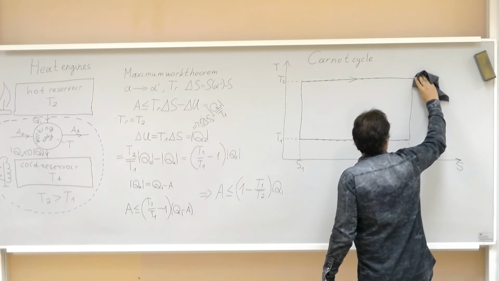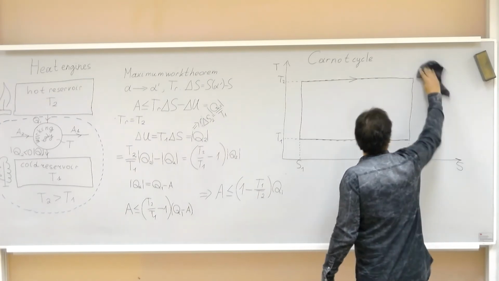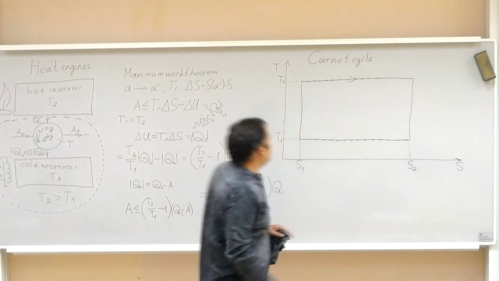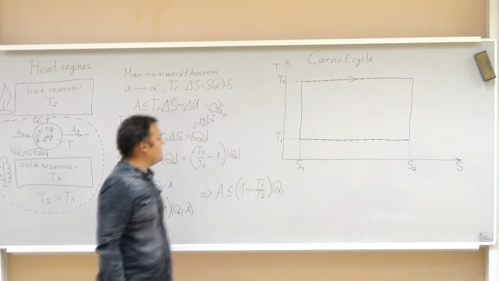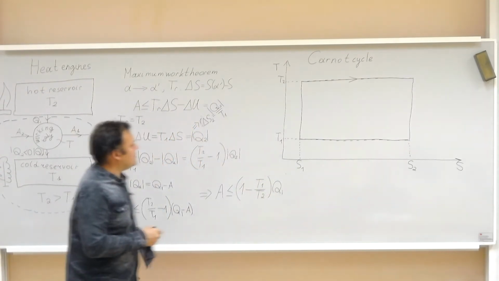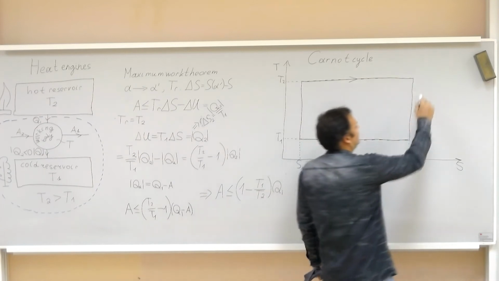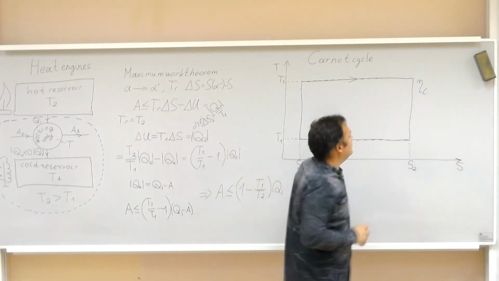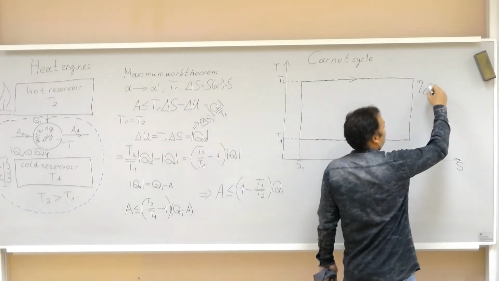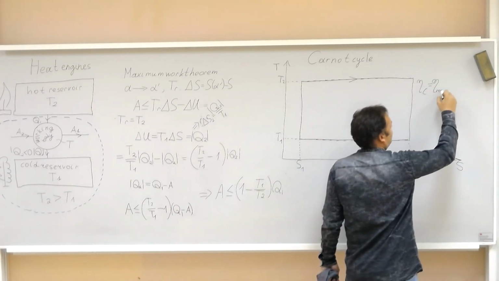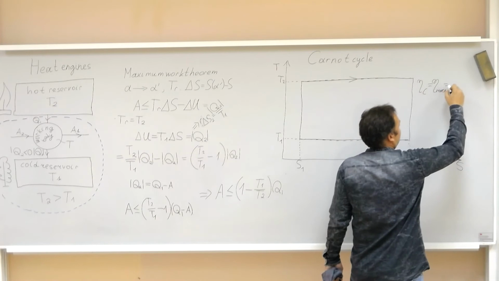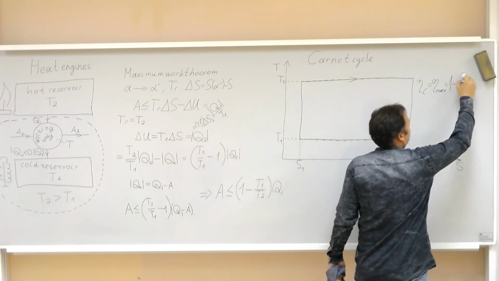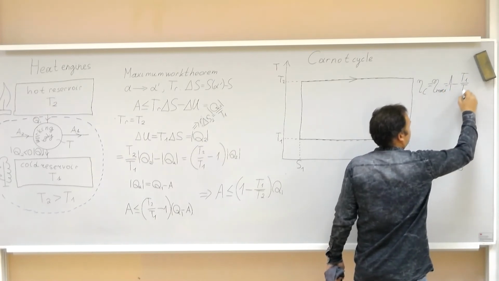Now we see that the Carnot cycle is a cycle that has maximal possible efficiency. It's eta maximal, and it's 1 minus T1 divided by T2.